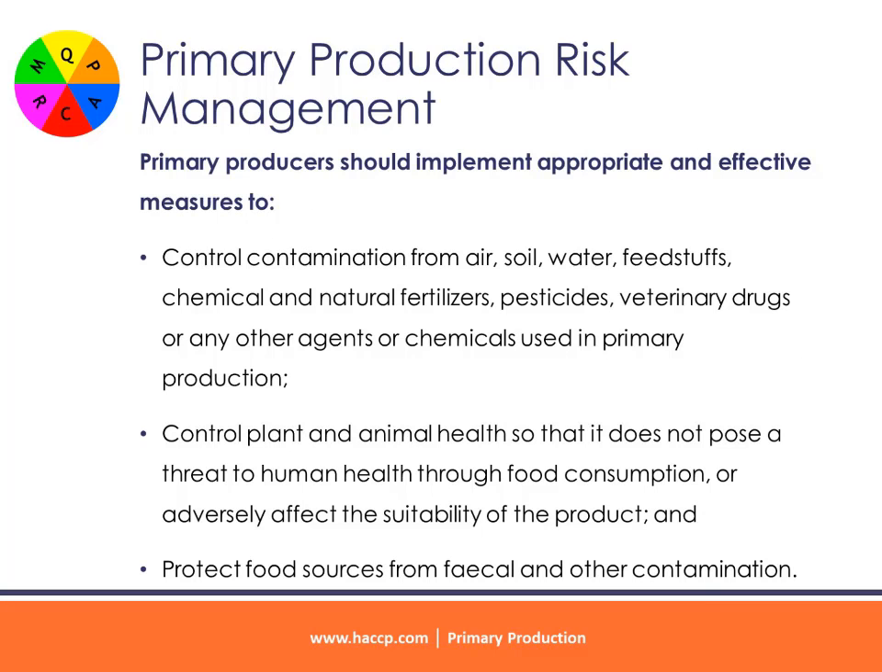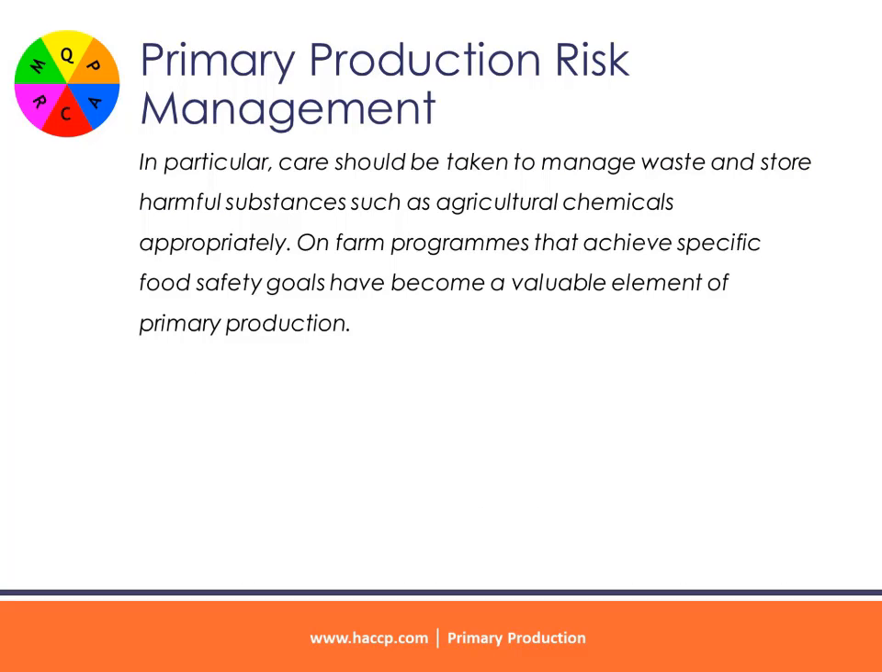Primary producers should implement appropriate and effective measures to control contamination from air, soil, water, feedstuffs, chemical and natural fertilizers, pesticides, veterinary drugs or any other agents or chemicals used in primary production. Control plant and animal health so that it does not pose a threat to human health through food consumption, or adversely affect the suitability of the product. And protect food sources from fecal and other contamination. In particular, care should be taken to manage waste and store harmful substances such as agricultural chemicals appropriately. On-farm programs that achieve specific food safety goals have become a valuable element of primary production.